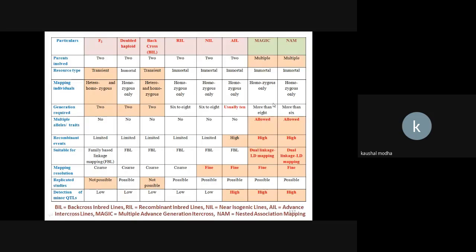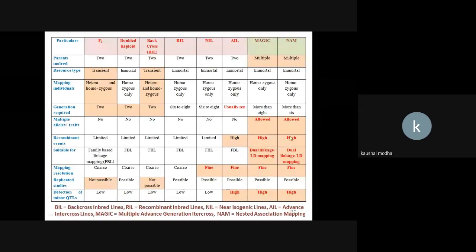Here, in MAGIC, more generations are required because intercrossing is carried out, and in the NAM population, 6 to 8 generations are required. Here we require more than 8 because of the intercrossing carried out in half diallel manner. And once the 4-way and 8-way crosses are developed, after that we start developing RILs. So it requires more than 8 generations. Multiple trait analysis is possible because now we have multiple parents. So there is a possibility of having multiple alleles here.